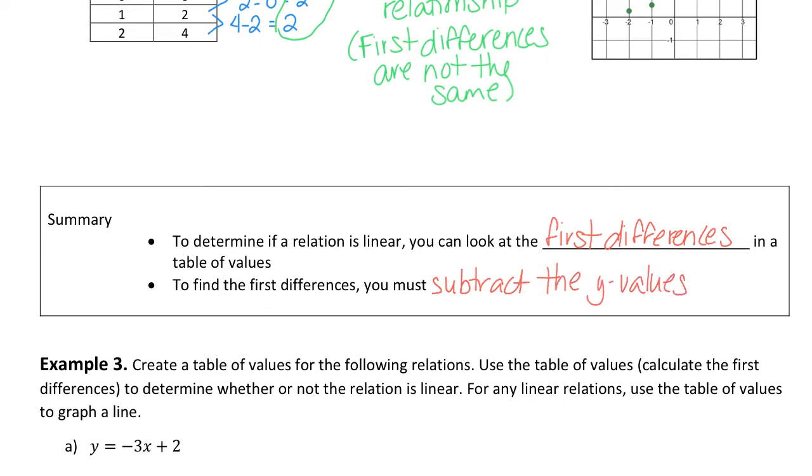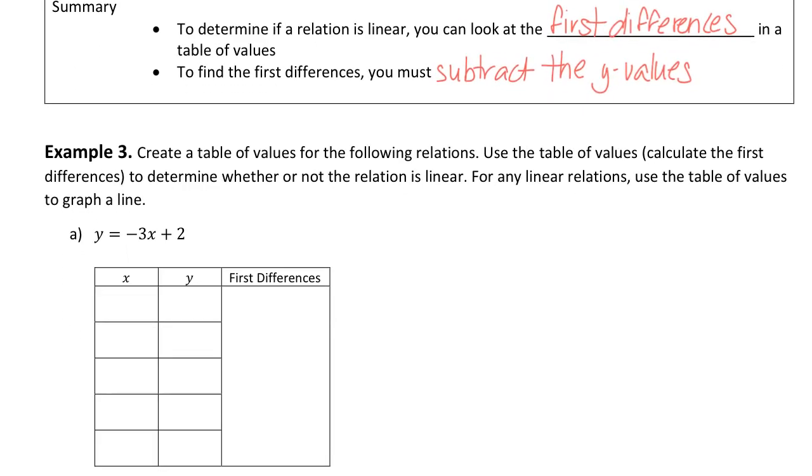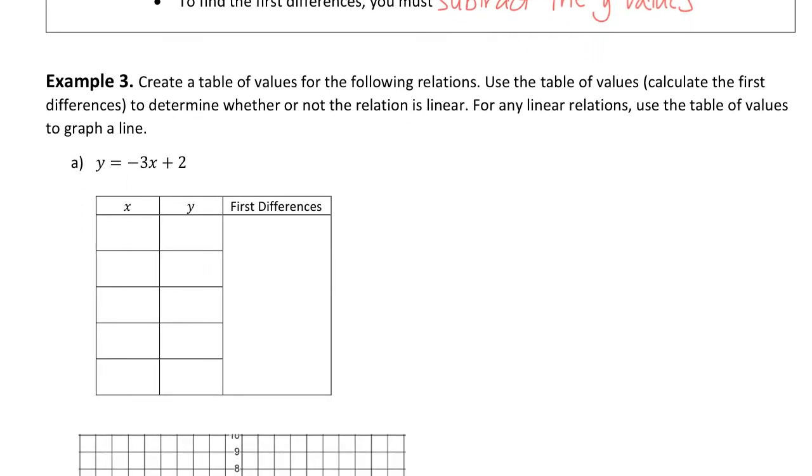Okay. One more example. We're going to put things all together here by looking at equations. So let's start off with, we're going to create a table of values. So we're going to create a table of values for the following relations. We're going to use the table of values to determine whether it's linear or not. So we're going to look at the first differences. And then for any linear relations, we're going to use the table of values to graph the line.